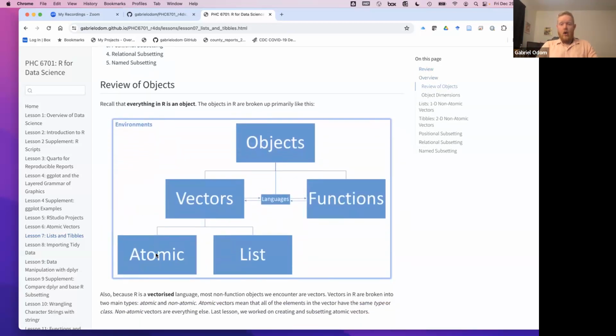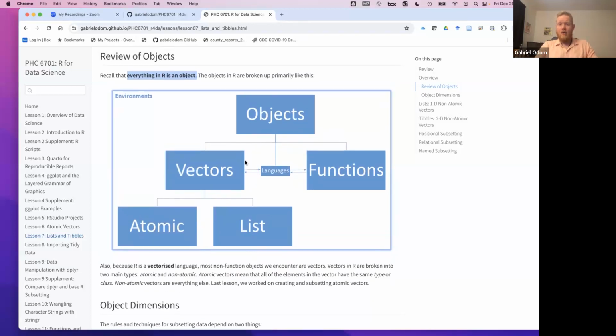So let's dive in. Remembering that everything in R is an object, we have objects and then we have vectors. Vectors were the ordered collection of elements. And the last lesson, lesson 6, was all about atomic vectors, where all of the elements of the vector shared the same type or class. And then lists are non-atomic, i.e., all of the elements don't have to share the same type or class. They could be all the same except for one. They honestly could be all the same, but they're not required to, or they could all be totally different and any number of combinations in between.